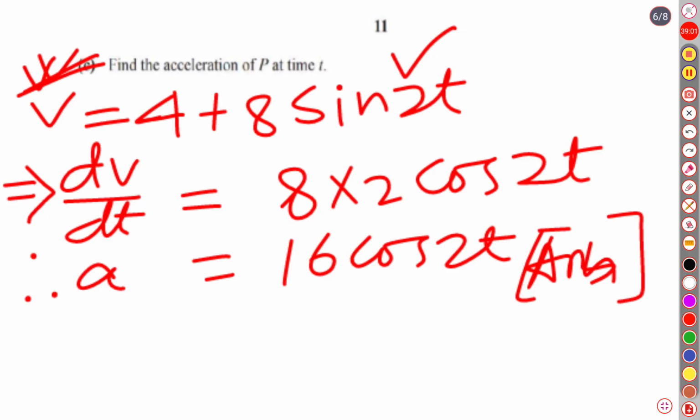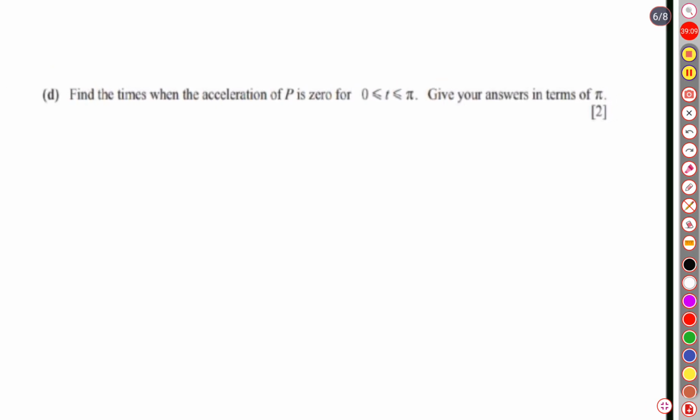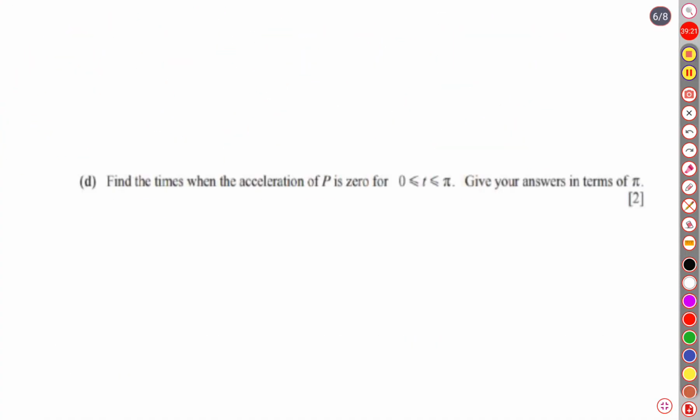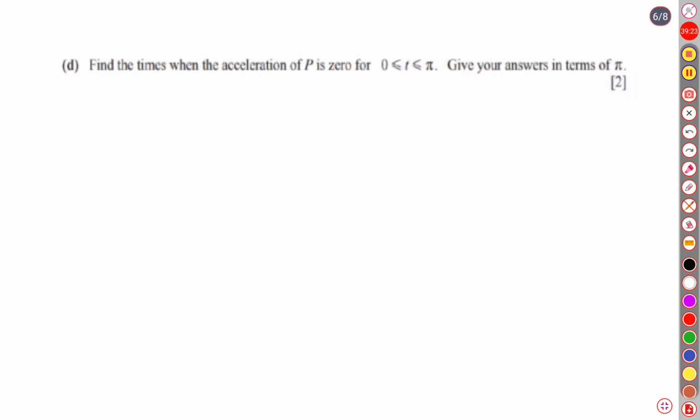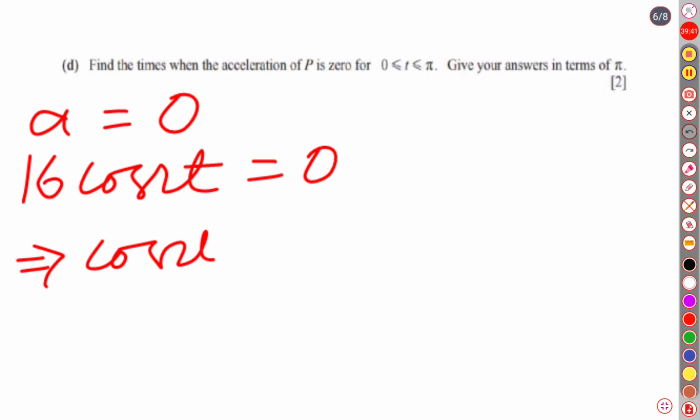And what does the next question say? The next one is find the times when the acceleration of p is 0 for t from 0 until pi. For acceleration to be 0, we have the acceleration as 16 cos 2t. So let's write 16 cos 2t is equal to 0. Well, that means cos 2t is equal to 0.